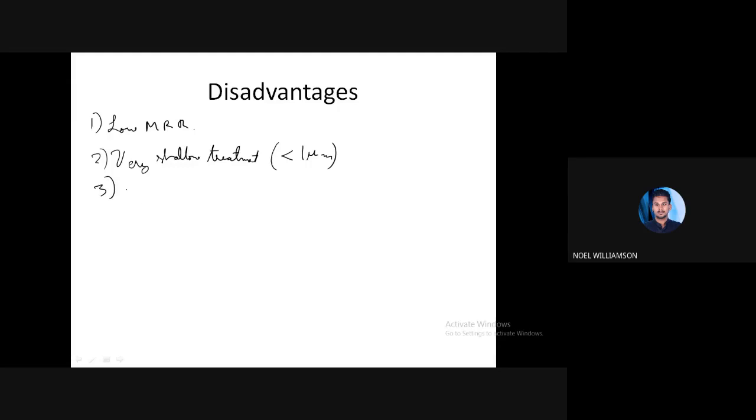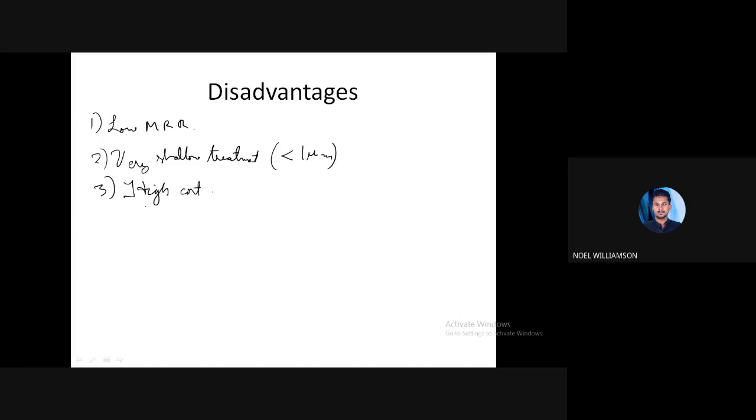And finally, one more, that is the high cost. So this is a very delicate operation and requires a large amount, or the cost is very high. So these are the main disadvantages. First one is low MRR, material removal rate is lower. Then very shallow treatment, only less than 1 micrometer is possible, either it is a material addition or material removal process. And finally, the cost is very high.